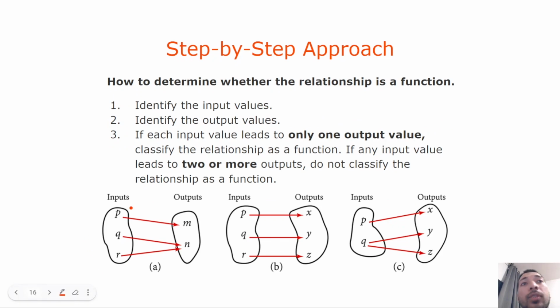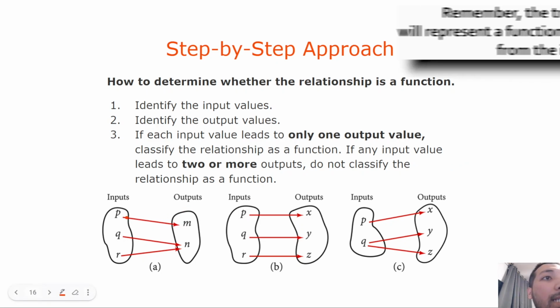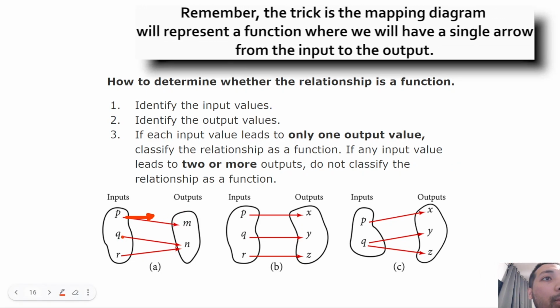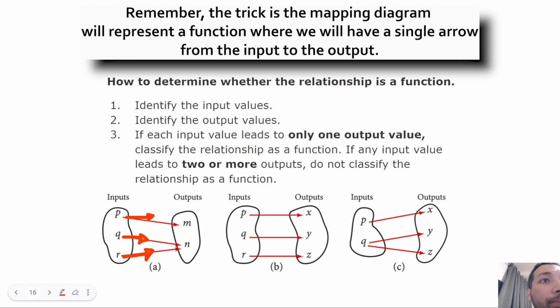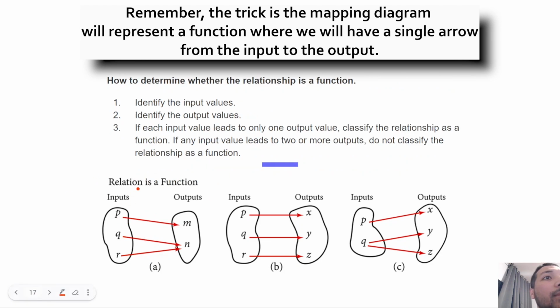For this mapping diagram, first we'll identify the input values. We'll also identify the output values. Now, if each input value leads to only one output value, we classify the relationship as a function. If any input value leads to two or more outputs, we do not classify the relationship as a function. So you can see over here, P is leading to one output value, Q is leading to one output value, R is also leading to one output value. Now, since the arrow is going only once from each input, the first one is a function.